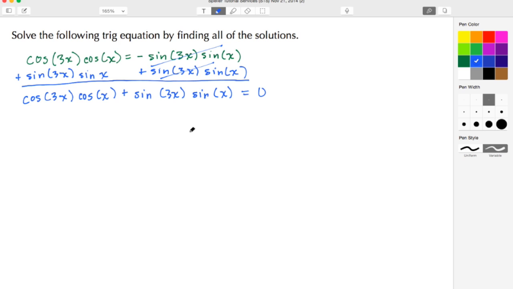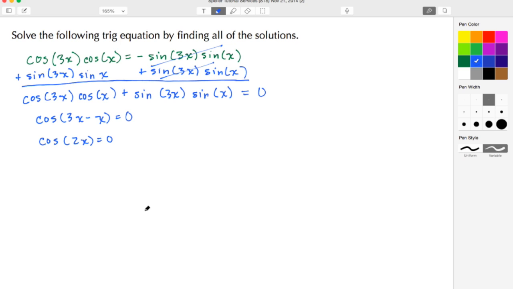And what I should notice is that this is actually going to be the difference formula for cosine. So this can be simplified down to cosine of 3x minus x, and that is set equal to 0. At this point, I can combine like terms inside of my parentheses. So this is actually cosine of 2x is equal to 0.